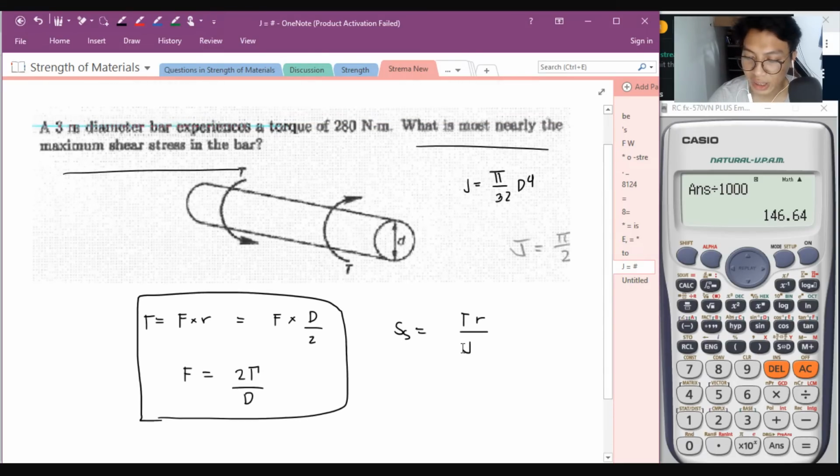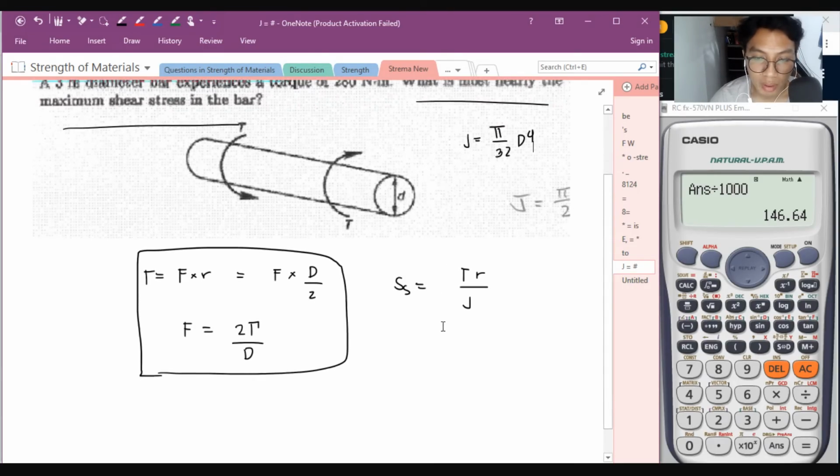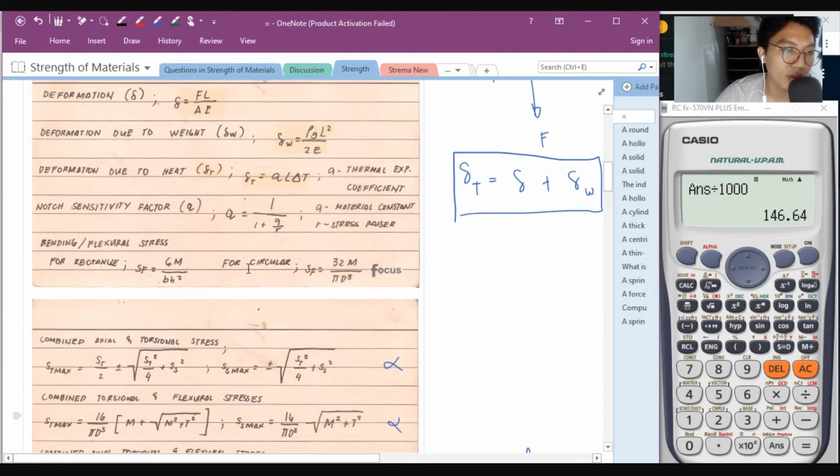So, that is the solution. Find the shear stress first. It can also be SS equal to 16T over pi d cubed, to find the stress. That is the formula there. Where did that come from? Look here.